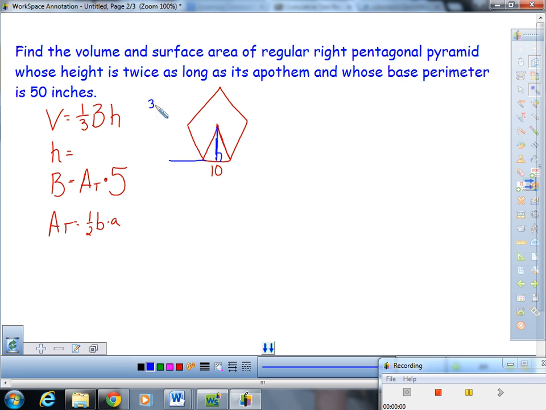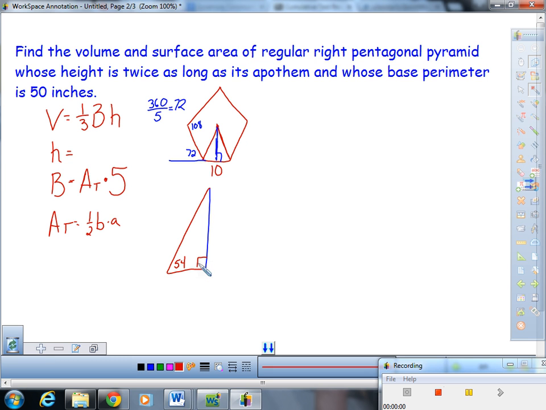What's the exterior angle of a pentagon? Well, that'll be 360 divided by 5, which is 72, right? So the exterior angle is 72. So the interior angle is the supplement of that, which is 108. Okay? So if I draw half of that triangle, this will be half of 108, which is 54.